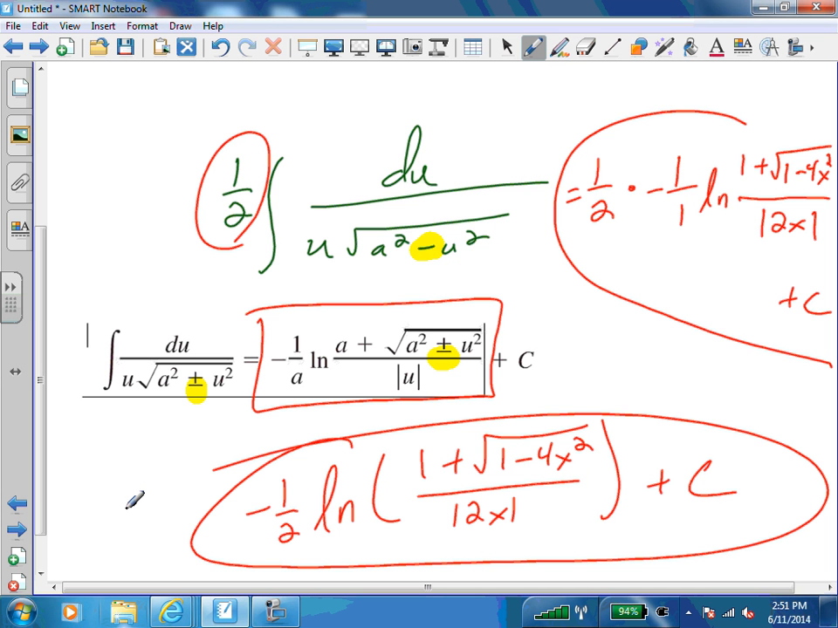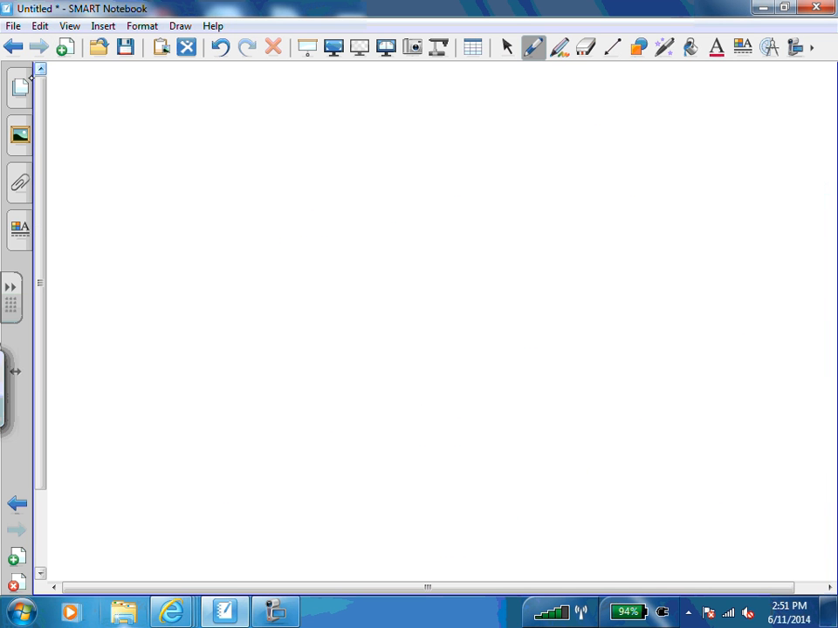So it's just a matter of substituting into our formula once we figured out what our formula was. Ours was du over u square roots of a squared minus u squared. Okay, we found that formula, so this is what that integrates into. So I just have to substitute in my a squared, u squared, and u. Let's do another one of those. Let's do this one.